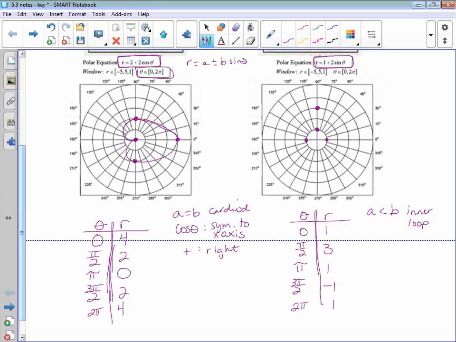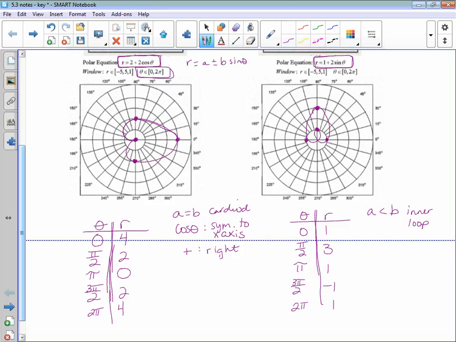So the way you draw it, they definitely will cross right here at the pole, so you're going to just come a little past, and then you'll go forward and you do your loop. Okay? So that will help you.